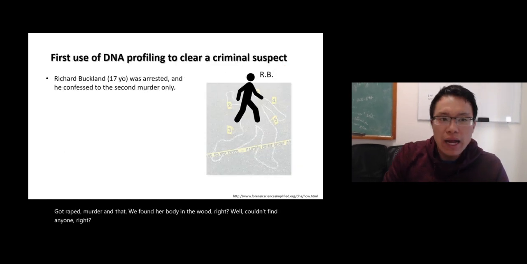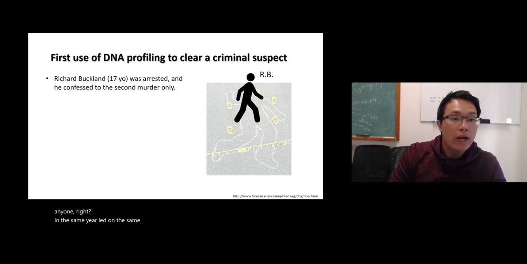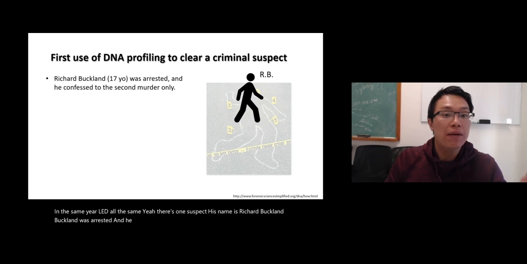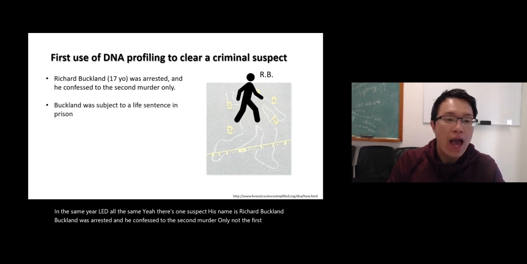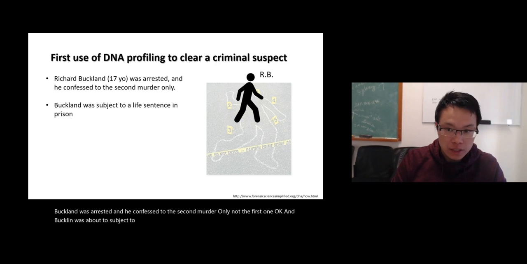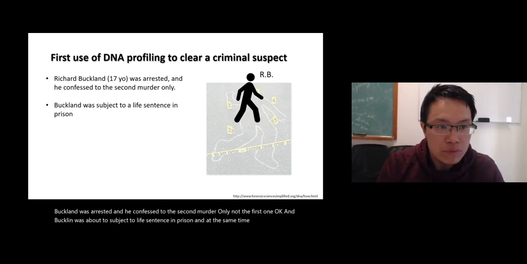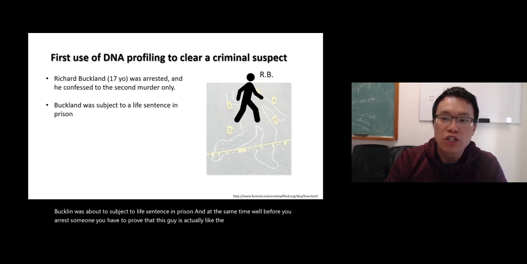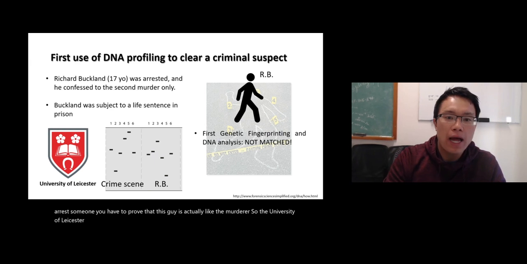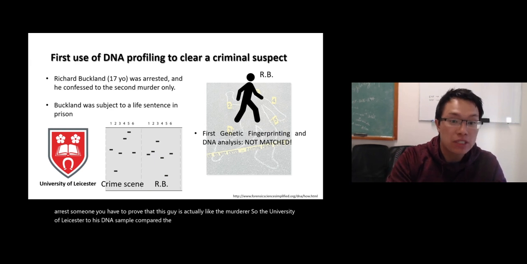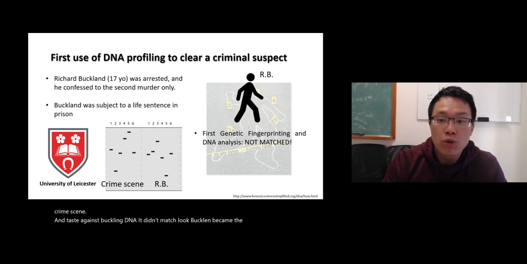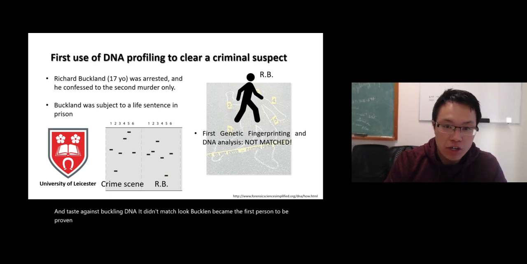In the same year, there was one suspect, Richard Buckland. Buckland was arrested and confessed to the second murder only, not the first one. He was about to be sentenced to life in prison. But before you convict someone, you have to prove that this guy is actually the murderer. So the University of Leicester took his DNA sample and compared it with the semen from the crime scene. It didn't match.